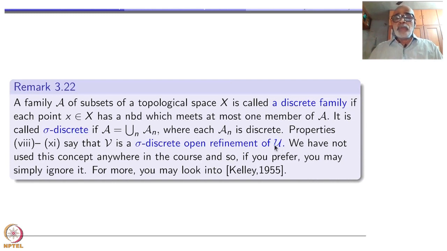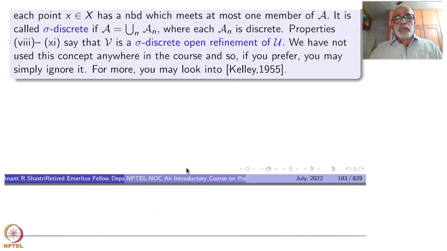So in general, without assuming a metric space, what one does is try to prove this out of some other properties by making this definition, sigma discreteness. We have not used this concept anywhere in the course, and that's what I want to say. If you prefer, you can simply ignore it for the time being. If you are interested more, then you can look into Kelley's book.